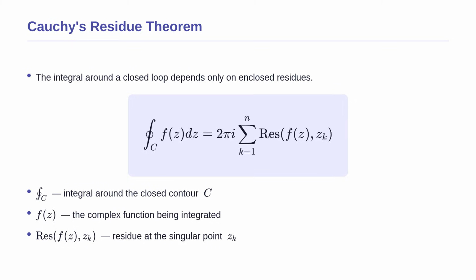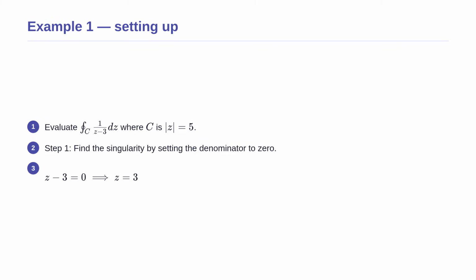The symbol sigma means we are adding up these residues from the first singular point to the last. If the number of singular points inside our loop increases, we just add more residues to our sum before multiplying by the constant 2 pi i, which comes directly from the geometry of complex circles. Before we look at the proof, let us see this formula in action with a concrete example.